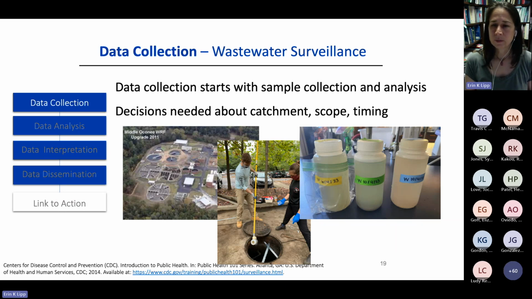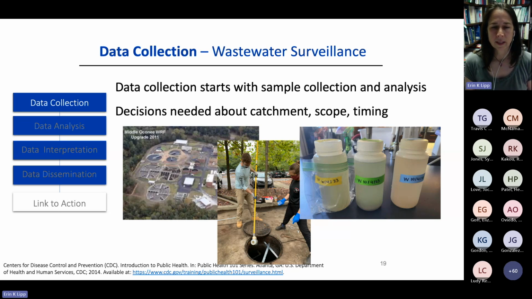You have to make decisions about how you're collecting that sample. It could be a grab sample, so literally you go in with your sample. The treatment plant operator takes a 1 liter bottle and hands it off. More often, though, it's a composite sample, and this is again another advantage of doing this wastewater surveillance.